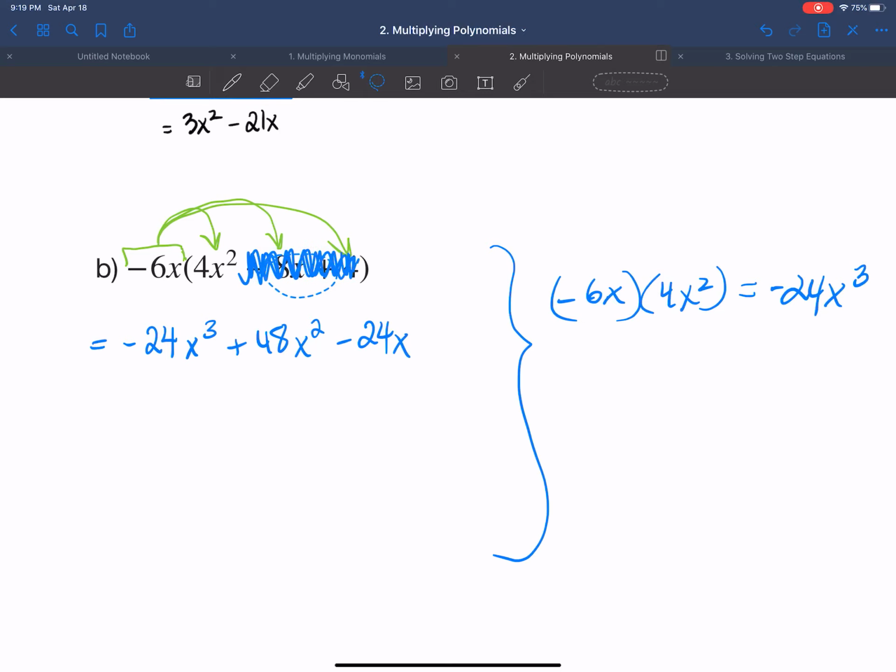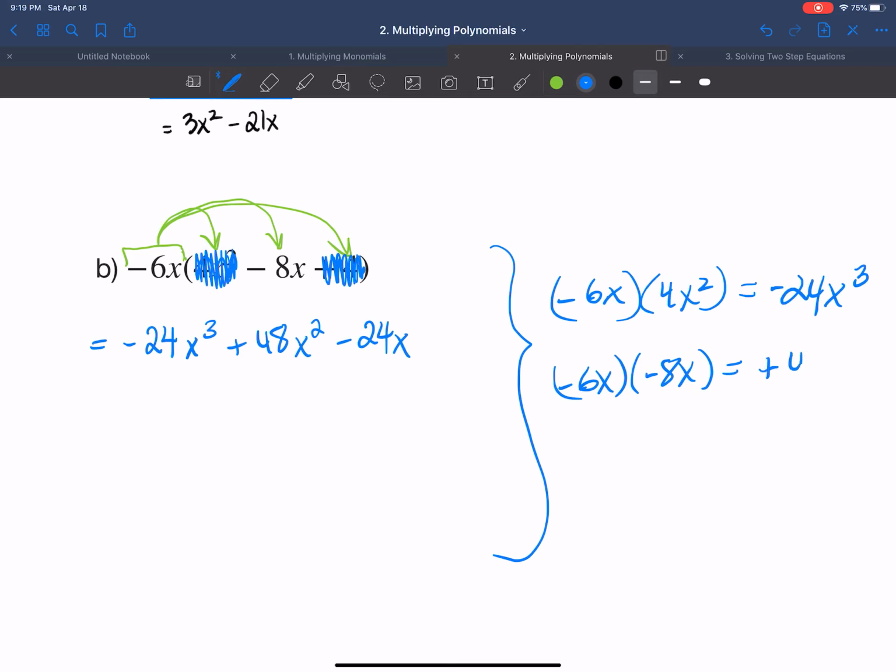Now ignore the other 2 terms, forget this, forget that there for a second. Now what I'm doing is negative 6x times negative 8x. Negative 6 times negative 8 is positive 48. X times x is x squared. So that's where the middle term comes from.